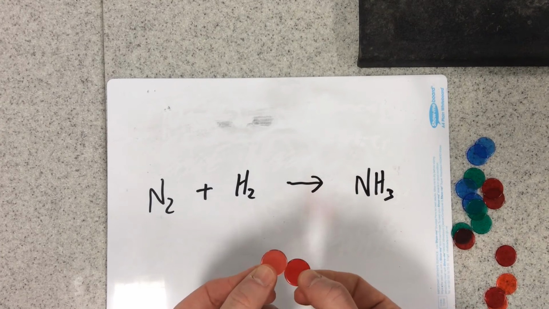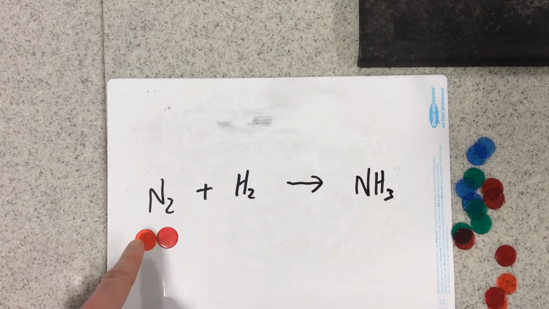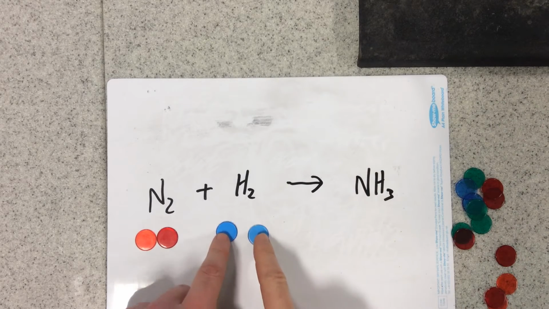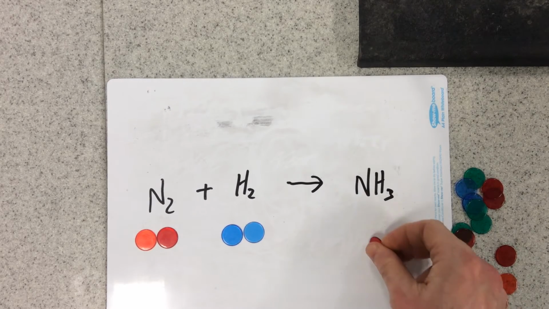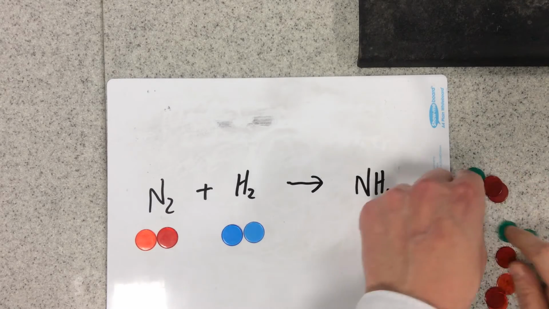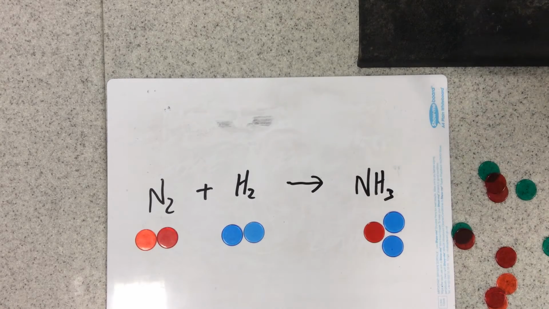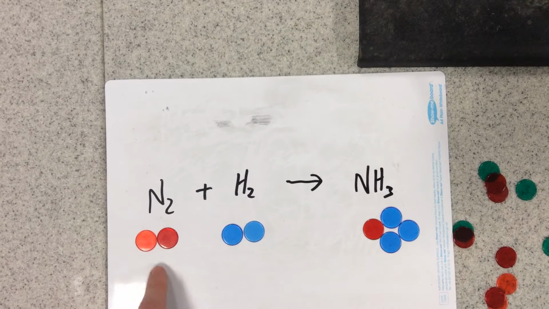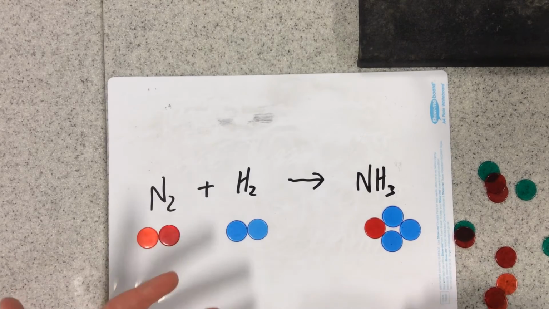So let's just say for a minute that the red tokens will represent nitrogen atoms. We've got N2, so there's 2 of them. Maybe the blue tokens can represent hydrogen. There we go. And now if we build an NH3 molecule, there's 1, 2, 3. Okay, so we can see quite clearly that it's unbalanced. We've got 2 nitrogen atoms on this side, 1 here, we've got 2 hydrogen atoms on this side, and we've got 3 here. So how would we go about balancing that up?